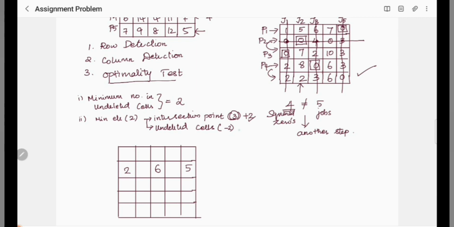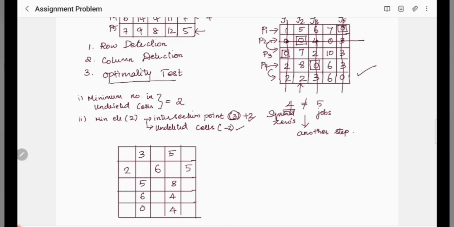Next, we have to subtract the 2 from the undeleted cells, that is this particular area where 5, 7, 8, 2, 7, 10, 6, 6 are there. Just consider the second column: 5 minus 2, the answer is 3. Next 7 minus 2, the answer is 5. 8 minus 2, the answer is 6. 2 minus 2, 0. Next, consider the fourth column since it is undeleted. So 7 minus 2 is 5, 10 minus 2 is 8, 6 minus 2 is 4, and again 6 minus 2 is 4.